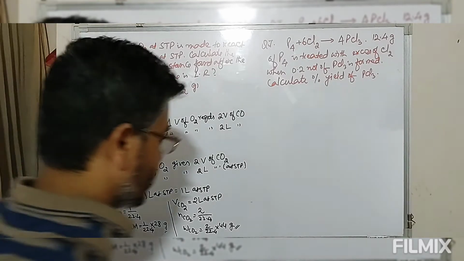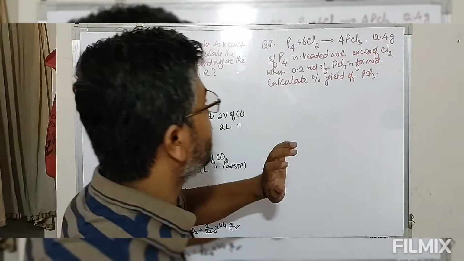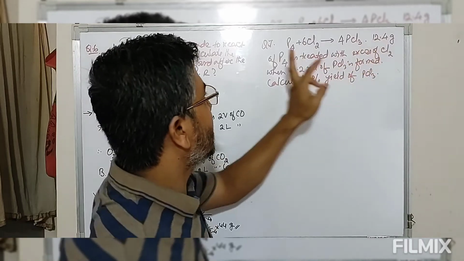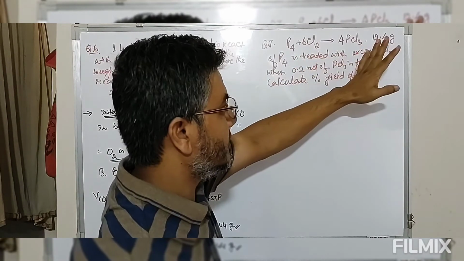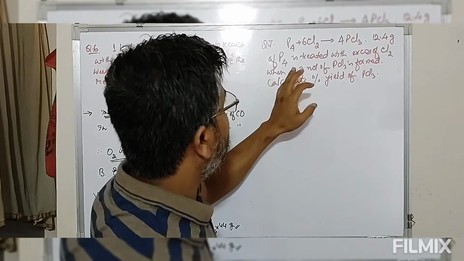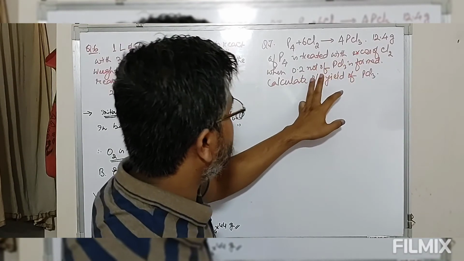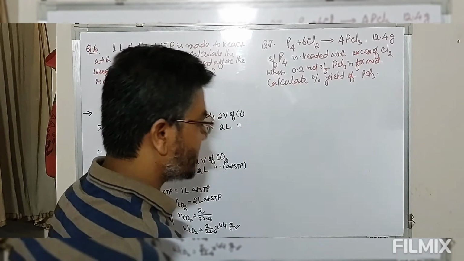Now let's take this reaction. We have a given reaction. In this reaction, 12.4 gram of phosphorus combines with 6 moles of Cl2. Question says, what is the percentage yield of PCl3?